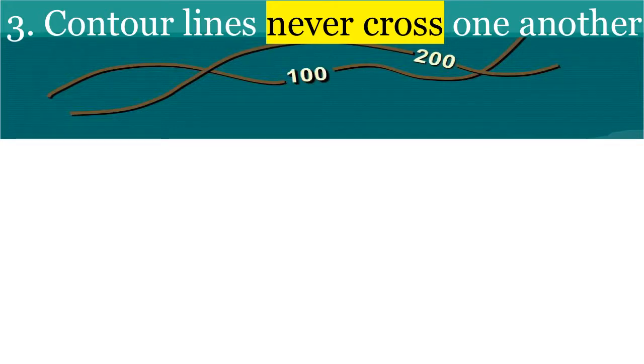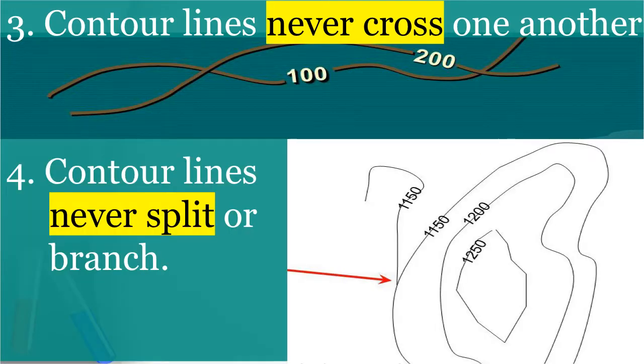Number 3, contour lines never cross one another. So you'll never see a map where 2 contour lines cross like that. This will never happen. So number 4, contour lines never split or branch. So if you are going along in your contour line and it's going along this way, you'll never see another one split off from that location. Okay.